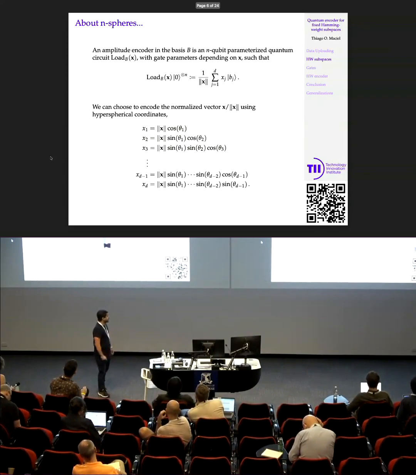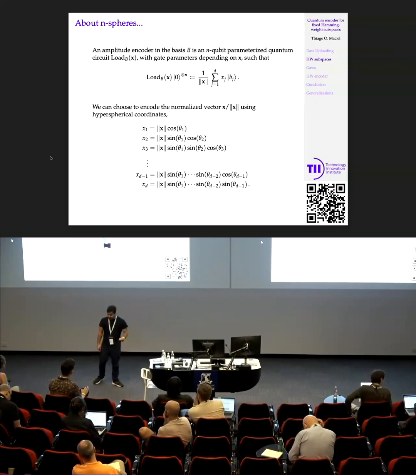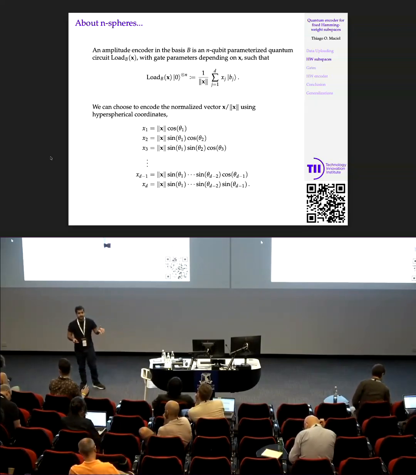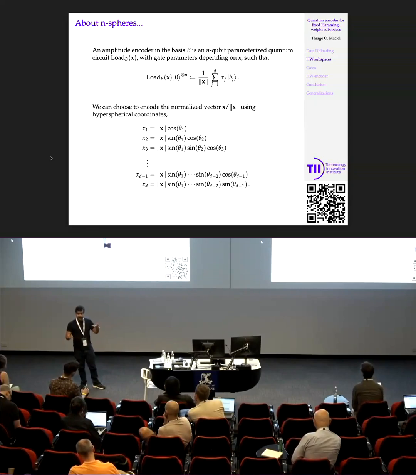Okay? So for simplicity's sake, let's assume we want to encode a data vector that is real. We can also encode complex amplitudes, but that would not add much to the talk. So let's assume we want to encode a real data vector that is normalized. In this case, we can always represent a normalized real data vector as a point on a sphere using hyperspherical coordinates. So we can always retrieve our data using products of sines and cosines, which is very nice.